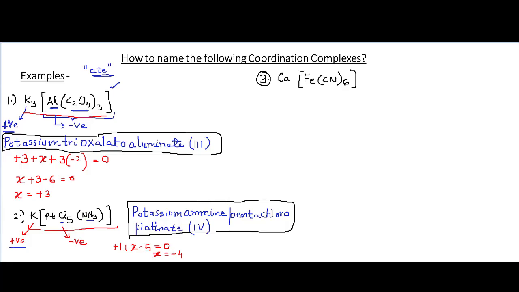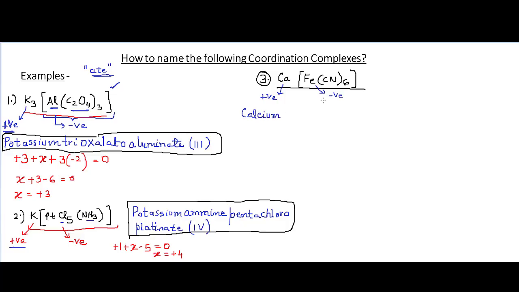I have written this third example, CaFe(CN)6, right? This is the third example. We have to identify the positive and the negative part of the coordination sphere. Calcium is positively charged, Ca2+, and then this one automatically is the negative part of the coordination sphere. Now we will as usual name the positive part first. So the nomenclature starts with calcium.